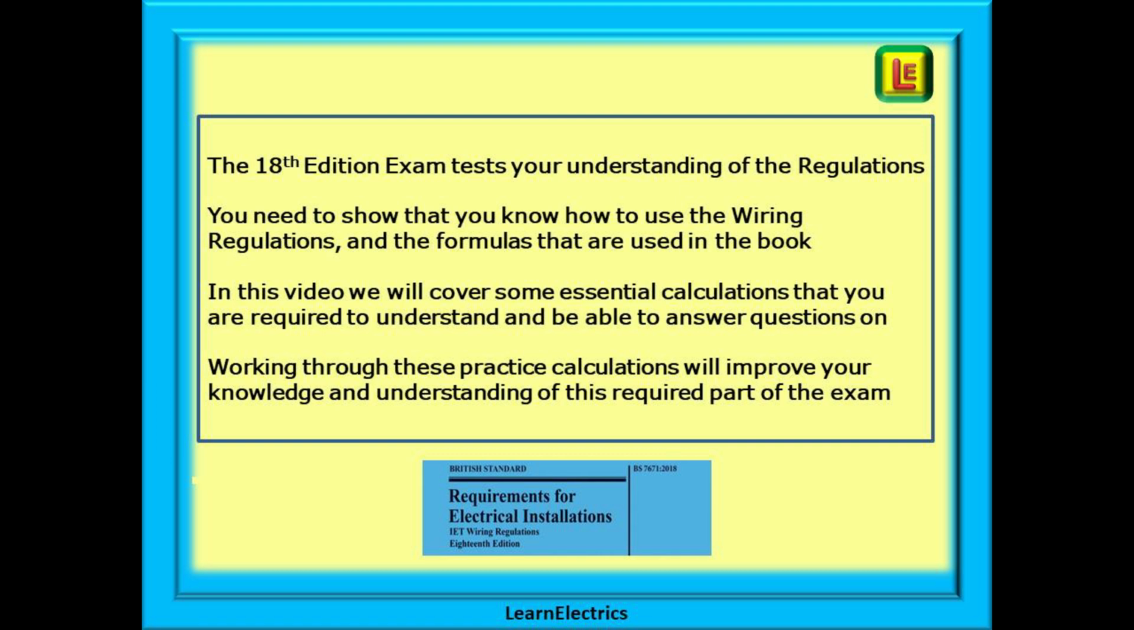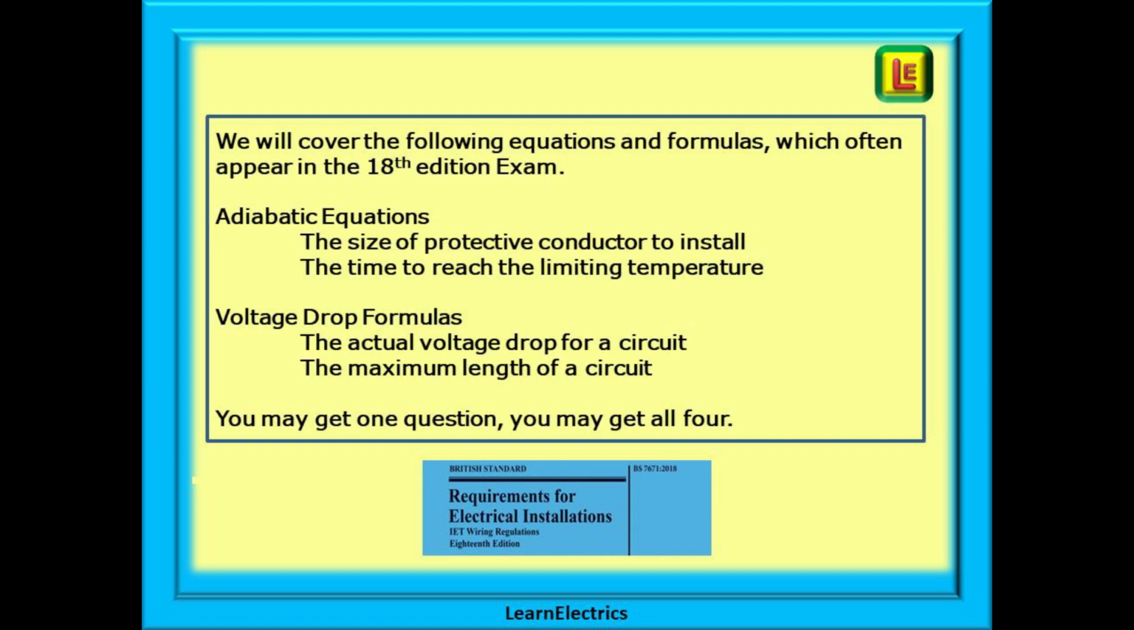You need to show that you know how to use the wiring regulations and the formulas that are used in the book. In this video, we will cover some essential calculations that you are required to understand and be able to answer questions on. Working through these practice calculations will improve your knowledge and understanding of this required part of the exam. We will cover the following equations and formulas, which often appear in the 18th edition exam.